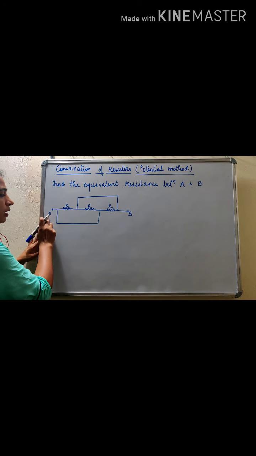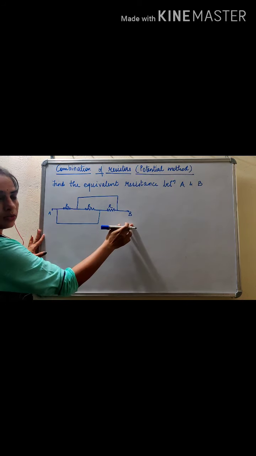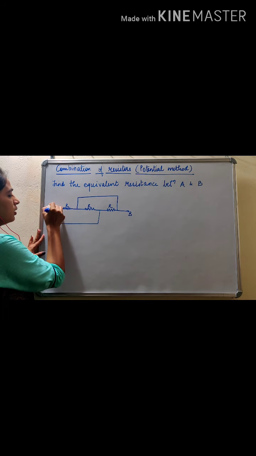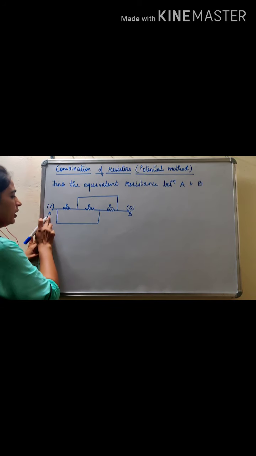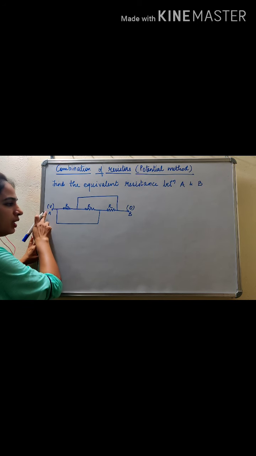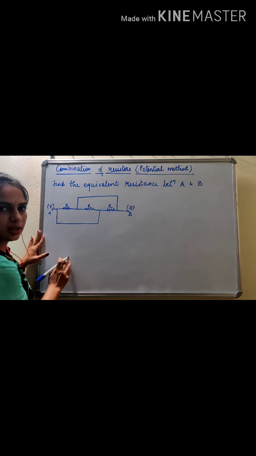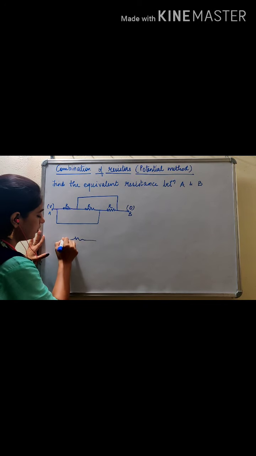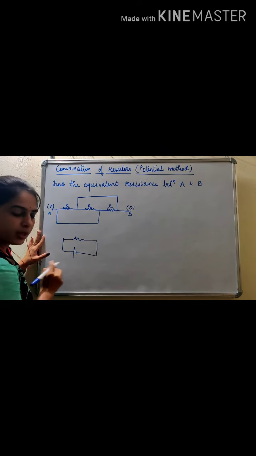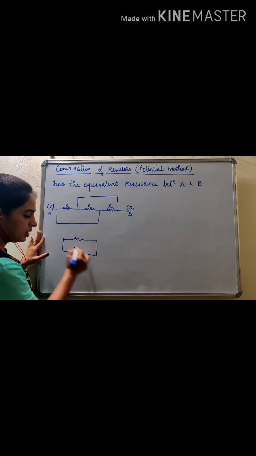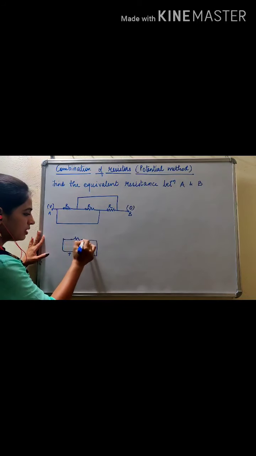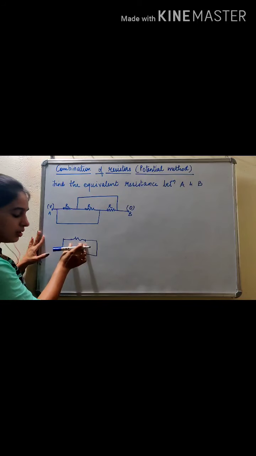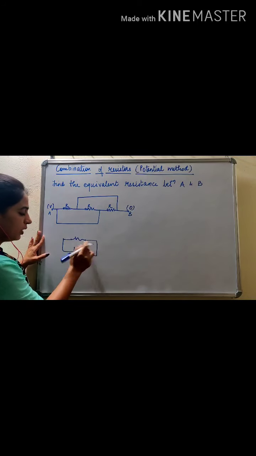In the potential method, for the 2 points which are given, we take their potential as V and 0. The potential of A will be considered as V and the potential of B will be considered as 0. Why? Because if you have any kind of circuit and you connect it across a battery, then this terminal is positive and this terminal is negative. If V is the potential of the battery, then where you find a resistor in a circuit, there you get a potential drop.